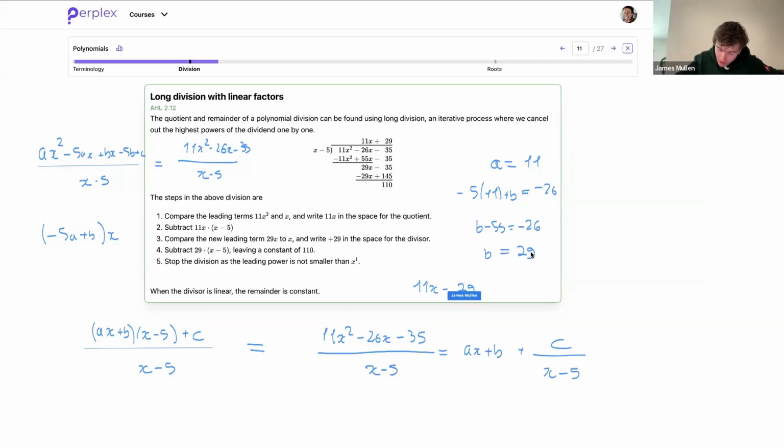Okay. If you did want to find c, it's relatively easy now. I just do this negative 5b plus c. That's supposed to be equal to negative 35.